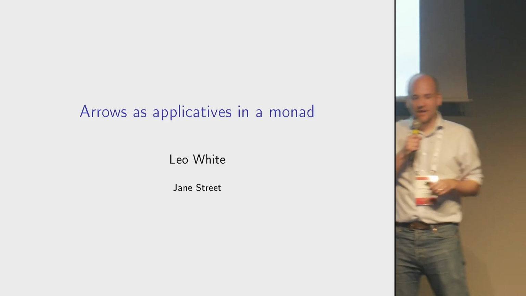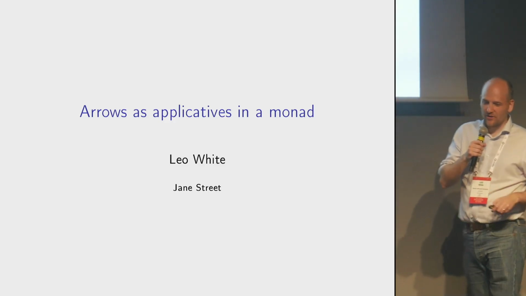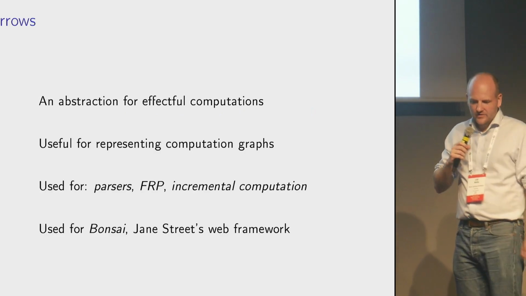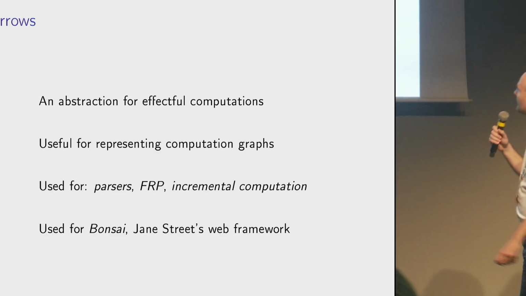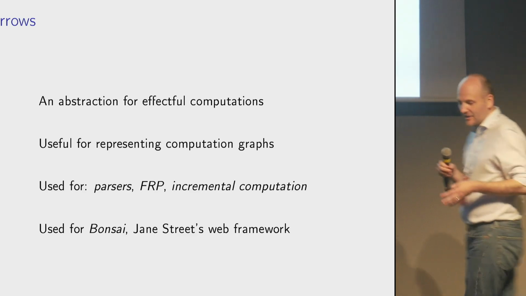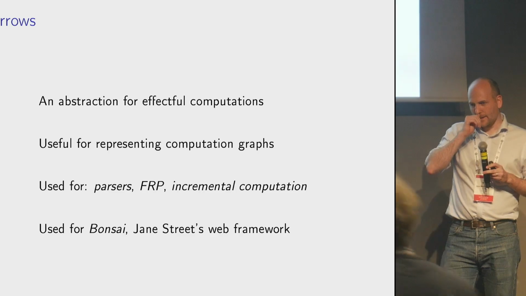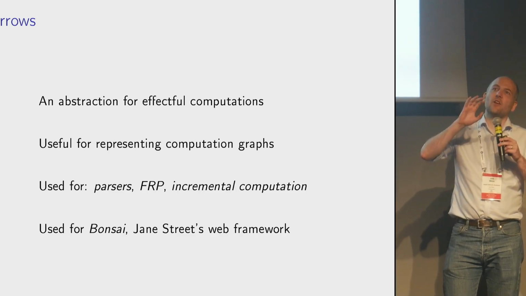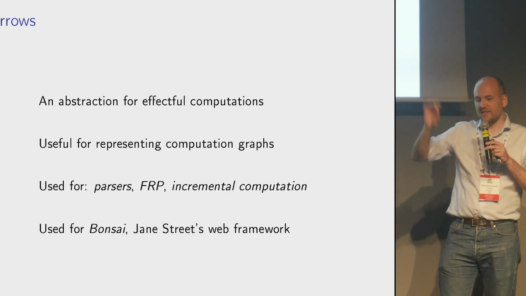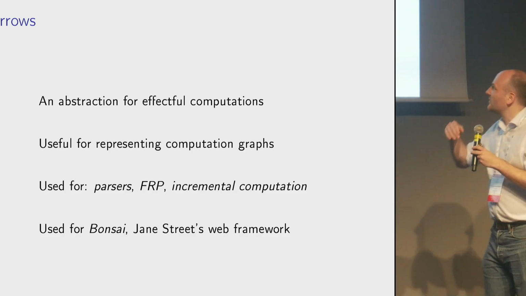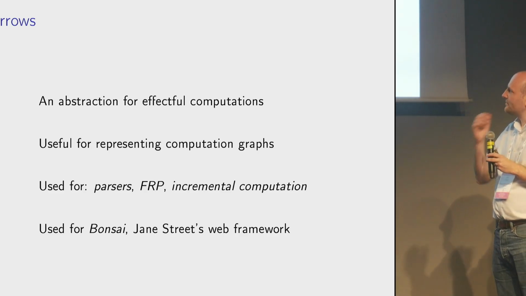All right. So I'm going to talk today about arrows. Arrows are an abstraction for effectful computations, and they're particularly useful for representing computation graphs. By that I mean a computation made up of components that are connected together by dependencies, where the structure of those dependencies doesn't really change.